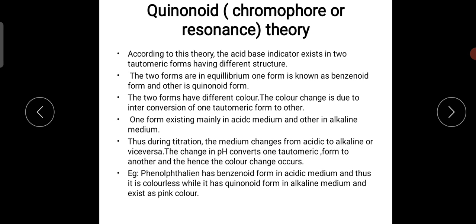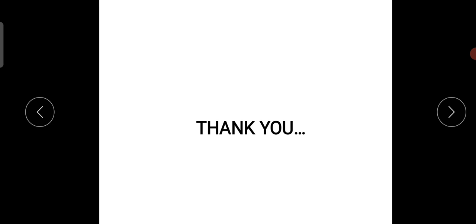For example, phenolphthalein. In acidic medium, it will be in benzoid form, and it will be colorless. When it is in quinoid form, it becomes pink in color, and it exists in alkaline medium. That is the quinoid theory. So that's for today.